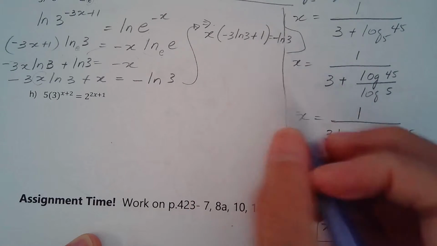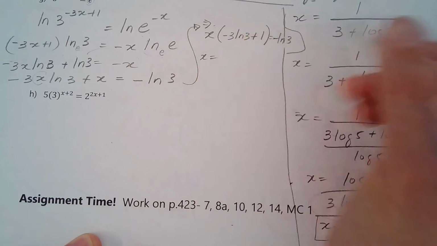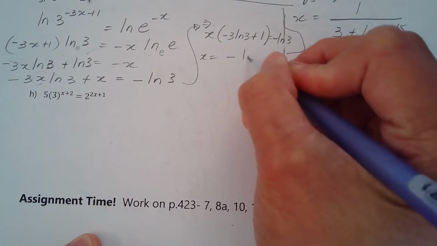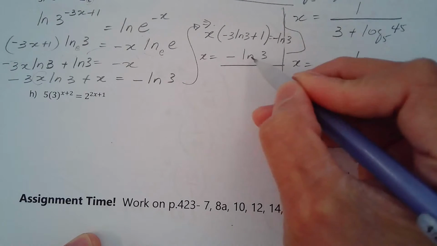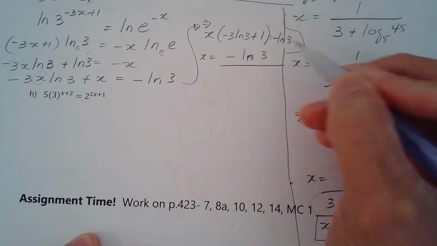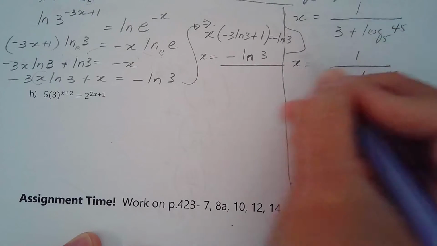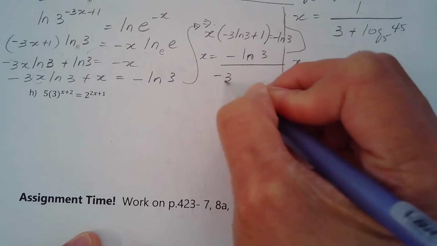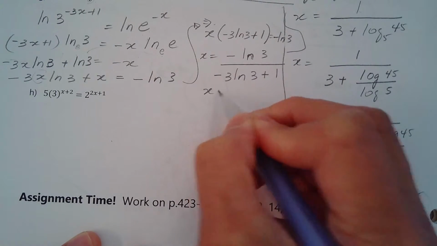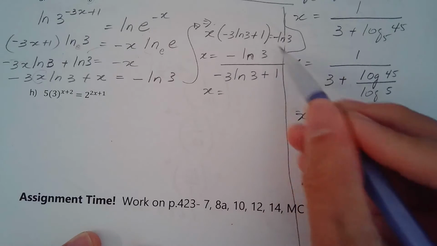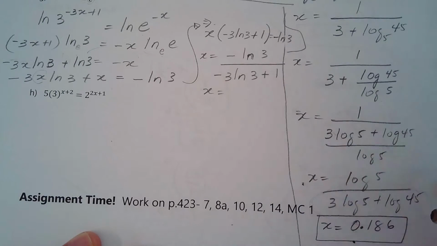Okay, so from here we can just say x equals negative natural log of 3, ln of 3. Instead of saying natural log, it's ln. Negative 3 ln 3 plus 1. And that one we can figure out and see what number we're going to get.